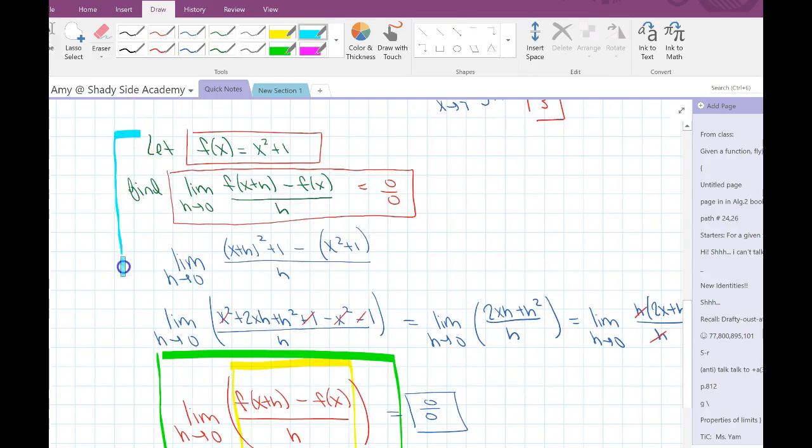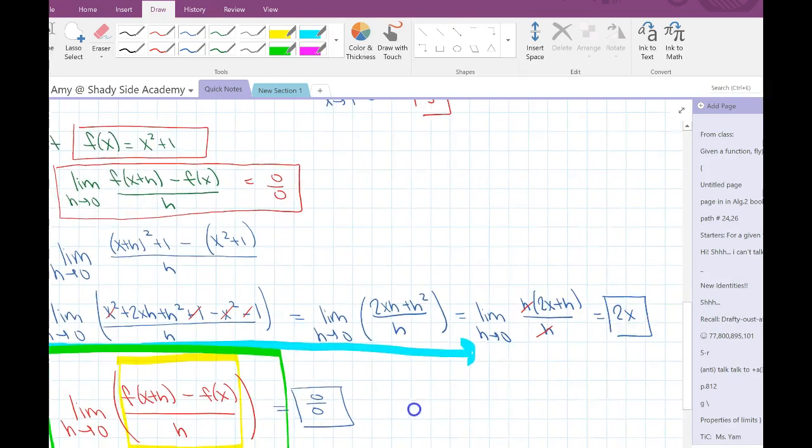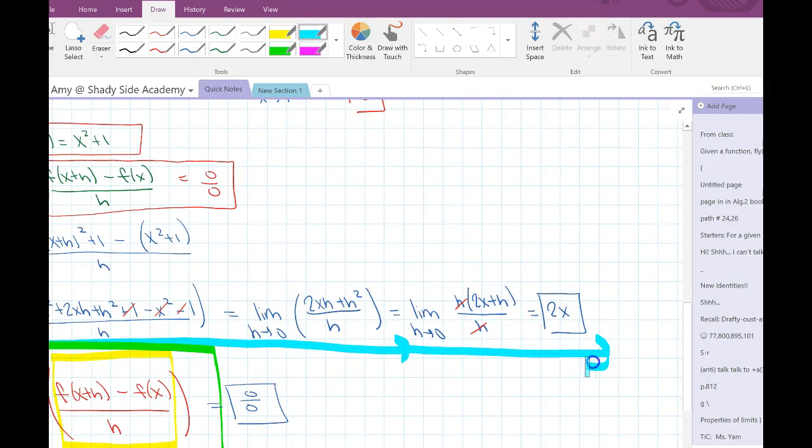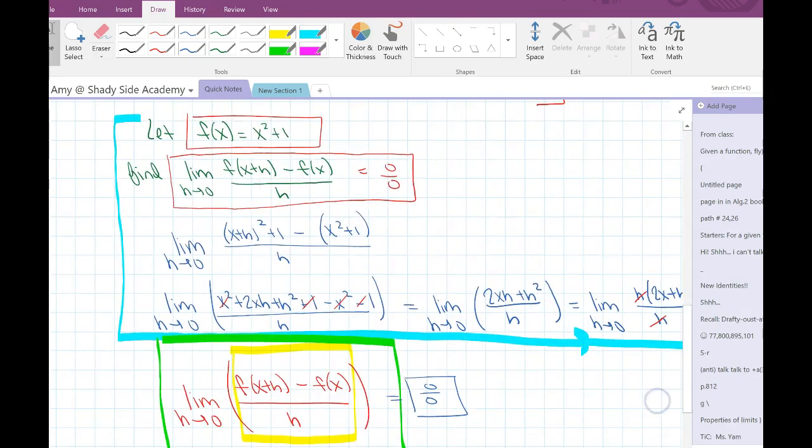What we did right here, this process, where we started with this problem, and we worked our way through over here to conclusion, what we did here was we evaluated a limit of a difference quotient. Here I'm choosing the word a and not the, because the particular limit of a difference quotient we evaluated here pertains to f of x equals x squared plus 1, right? Obviously, if this function is different, the work here will be different.